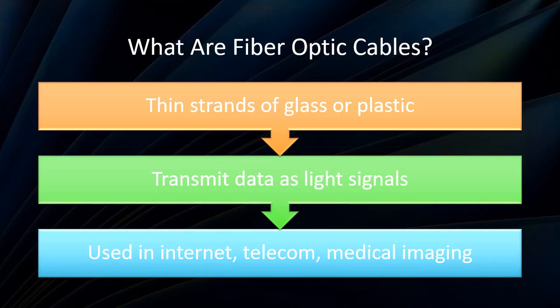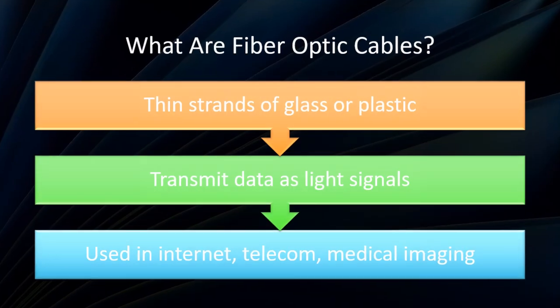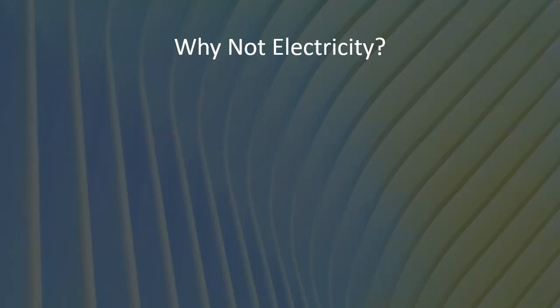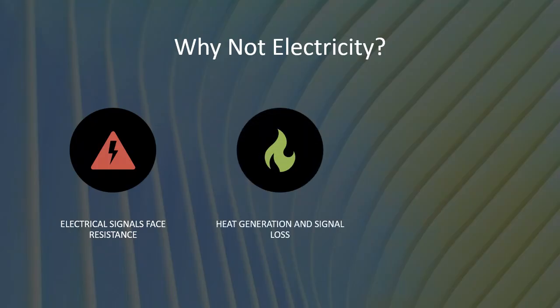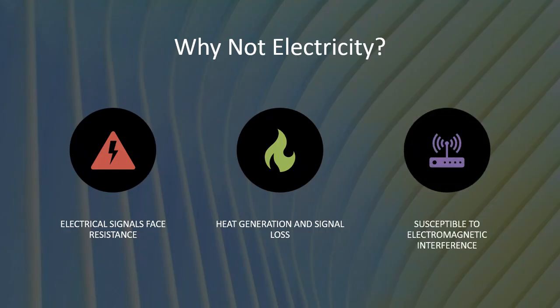Why not electricity? Traditional copper cables use electrical signals, but they have limitations. Electricity faces resistance, which causes heat and energy loss. Electrical signals are also affected by electromagnetic interference, reducing speed and reliability, especially over long distances.